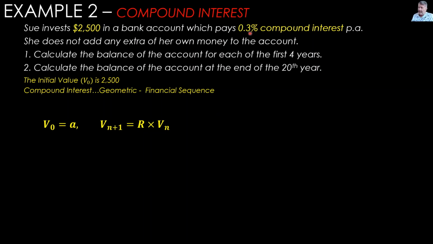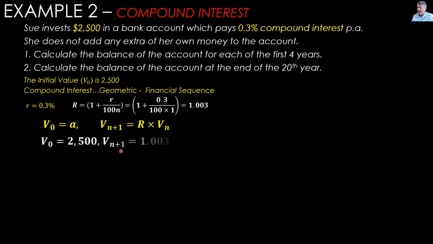Don't mistake little r up here for this R. This is the interest rate. That's little r. We need to work out big R. So again, it's 0.3 over 100 times N. What was N? N was per annum, just once per year. So there we go, 0.3 over that is 1.003. Now we've got all we need. Substitute in 2,500, 1.003 times Vn.